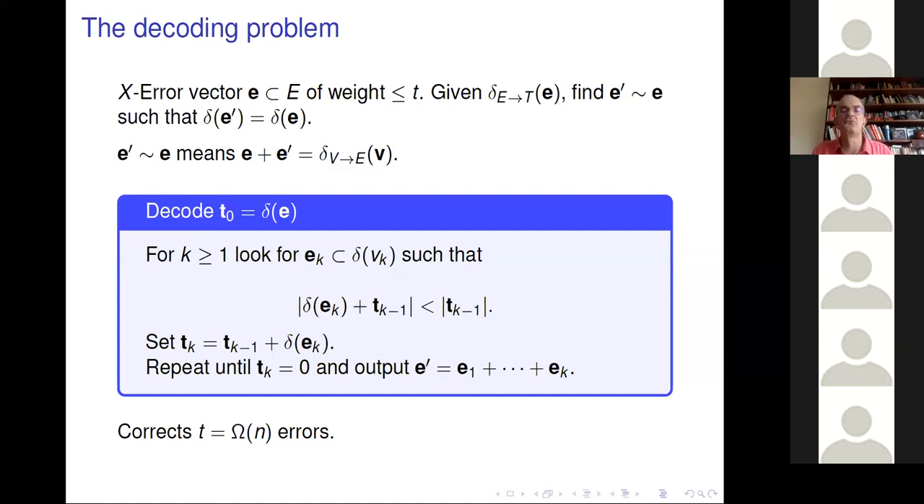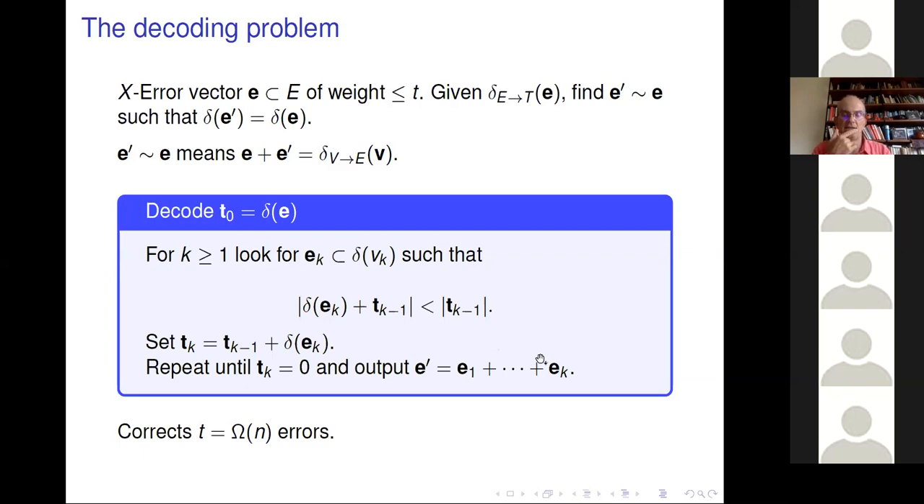And you do this, you find a new co-boundary, you start again, you add a small error pattern that decreases the co-boundary until your co-boundary is 0, and you add up all the little error patterns that you've found along the way, and this is your equivalent error vector. That's the decoding algorithm, and we can prove that the weight of the original error is sufficiently small, and sufficiently small is still linear in the total number of edges in the length of the quantum code.